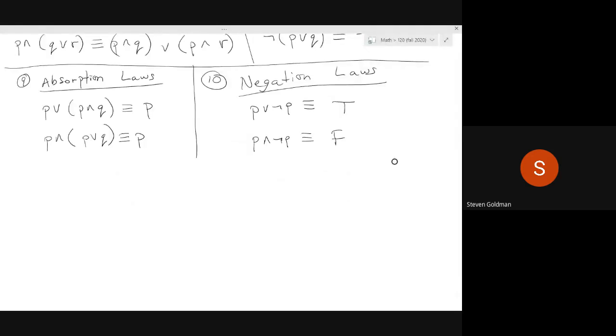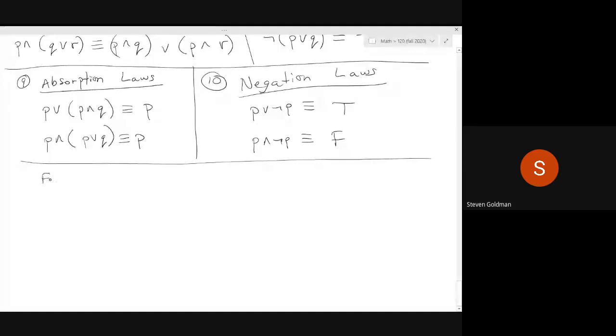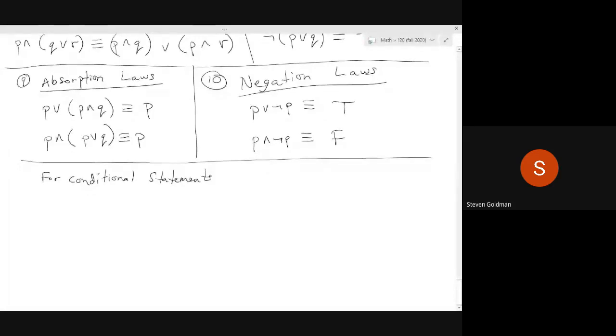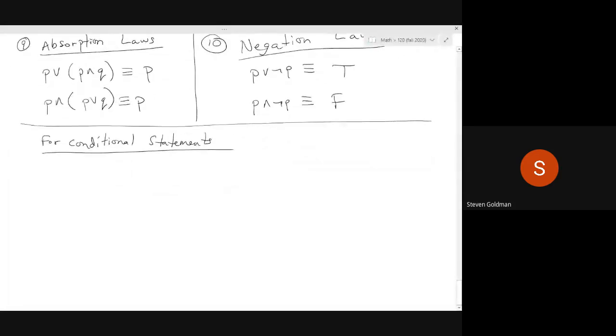The others you don't have to memorize, but it's good to be familiar with. The next ones I'm going to give you are for conditional statements. So I'll call this one number 11.